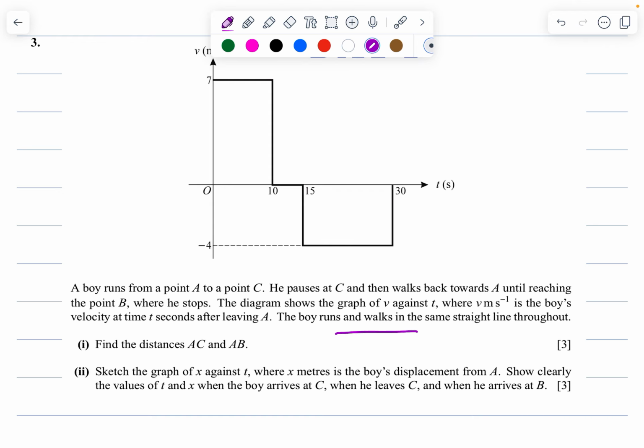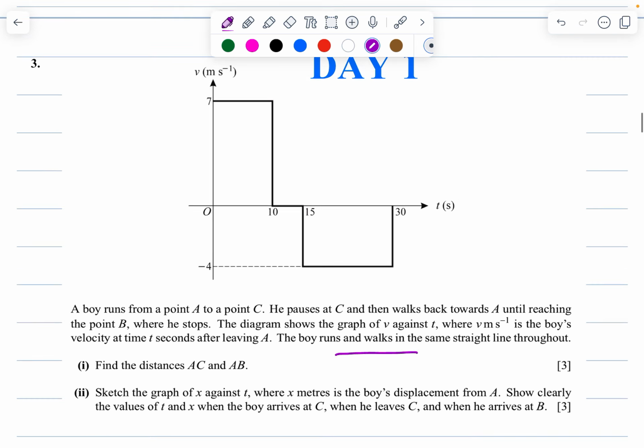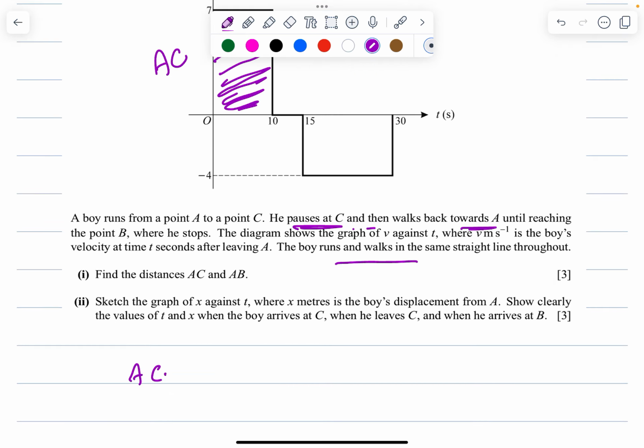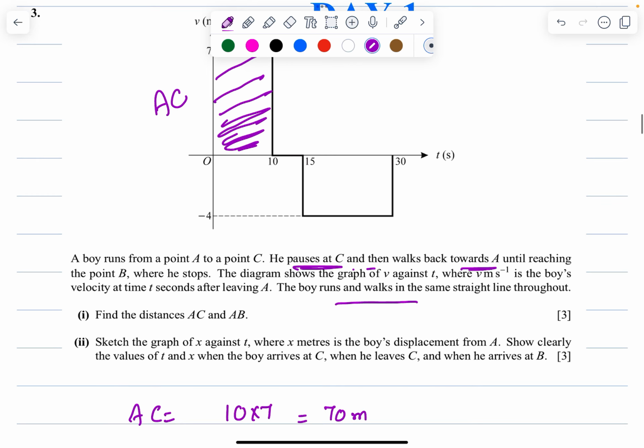Now, A to C. First of all, he runs from point A to C and then walks backwards towards A. He pauses at C. So A to C is this part. This is AC because he's running and pausing. So that's going to be AC, 10 times 7, which is nothing but what? 70 meters. That's going to be the distance, the area.